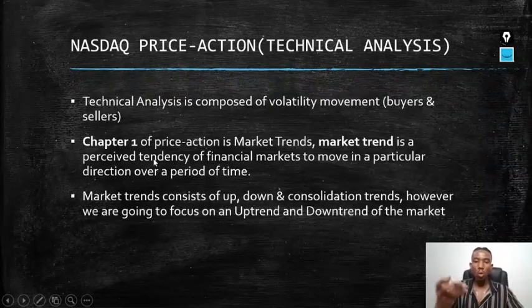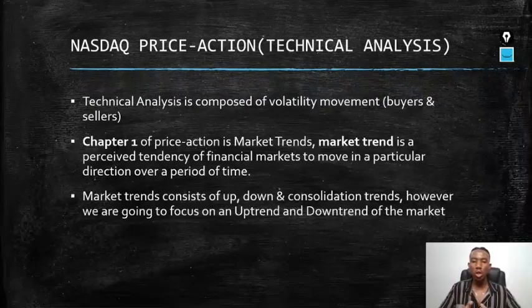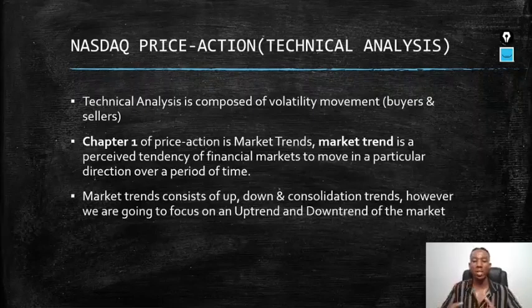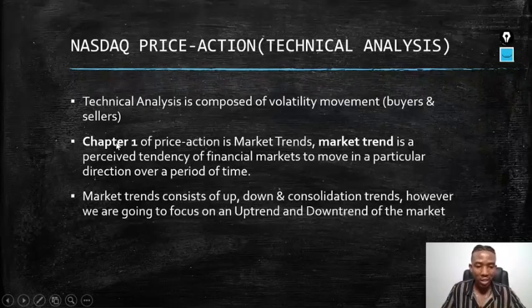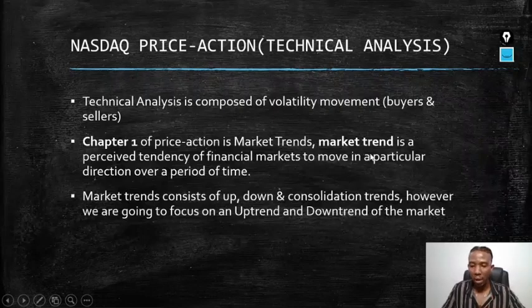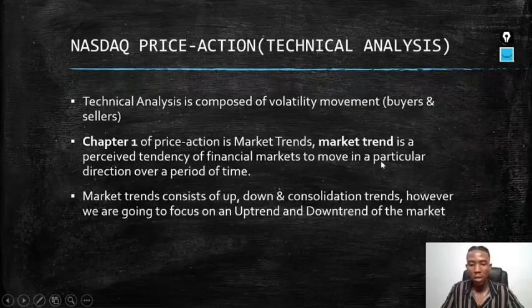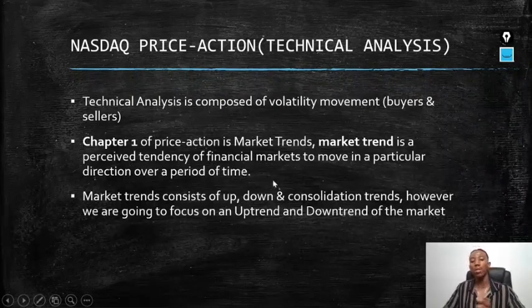So firstly, what we understand in forex trading is that there's a lot of information out there, however, it's unstructured. So we found a way to teach you in a manner that it's easier to understand. So what is chapter 1? Chapter 1 of price action is market trends. What is a market trend? A market trend is a perceived tendency of financial markets to move in a particular direction over a period of time.